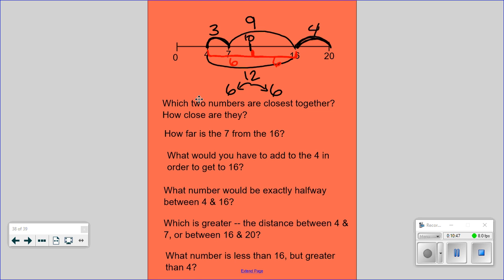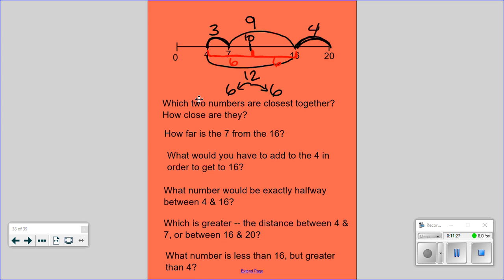Ooh, I did have one more. This is a new one. We haven't thought about it in this way. It says, what number is less than 16 but greater than 4? Find those numbers on your number line. You should be looking at your number line, Arwen. Which number is less than 16 but greater than 4? Miranda, what do you know?